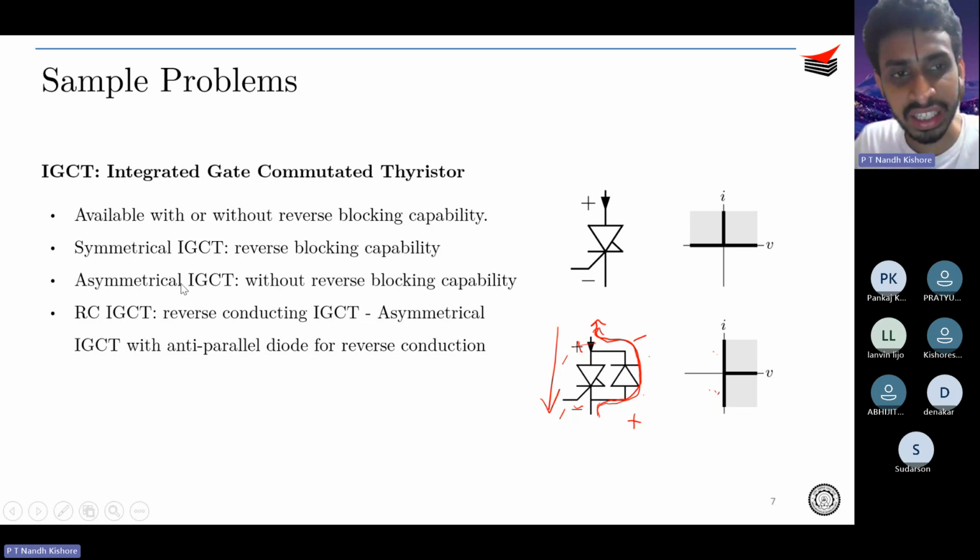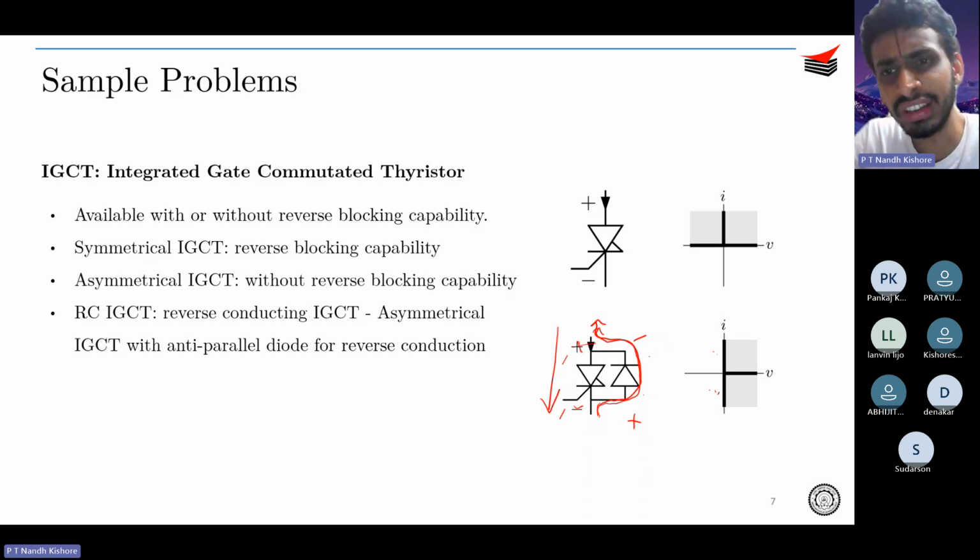So you can understand that an asymmetrical IGCT cannot block reverse voltage, right? Whereas the symmetrical IGCT is just the IGCT alone. You don't add any extra antiparallel diode. By the way, this antiparallel diode can be added externally or through fabrication processes. You can also create an antiparallel diode inside. But anyway, over here, this is called a symmetrical IGCT, just the IGCT alone. You don't have an antiparallel diode.